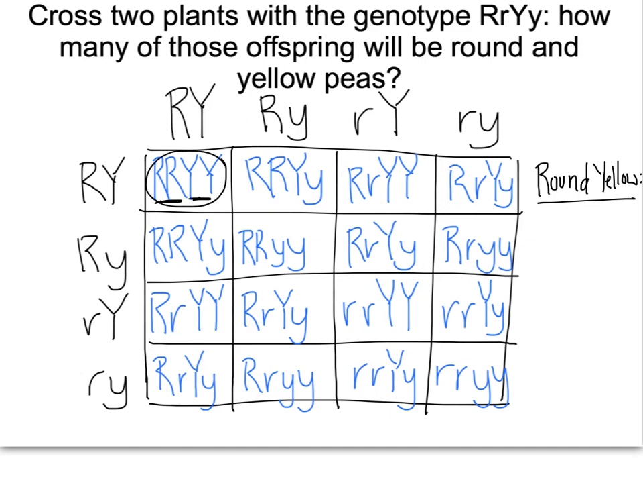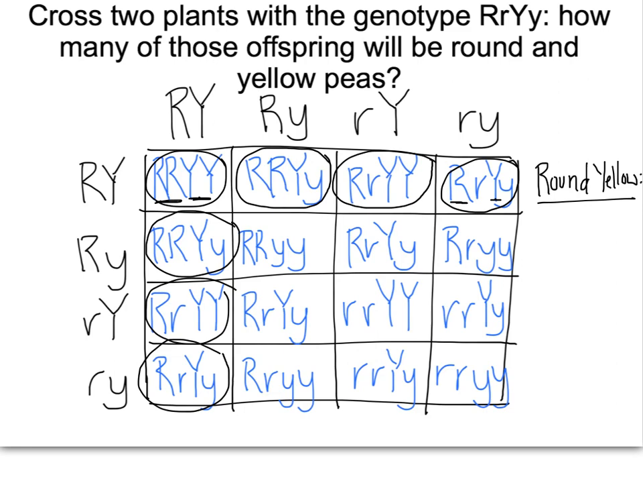I like using circles and different boxes to help me keep organized here. This one is also round and yellow. Make sure that you see why round has a dominant allele, and has a dominant yellow allele. Therefore, it's going to express those. Round yellow, round yellow, round yellow. And this one's going to be round and yellow. And this one's going to be round and yellow. So if we count those all up, we should have 9 that have that phenotype.